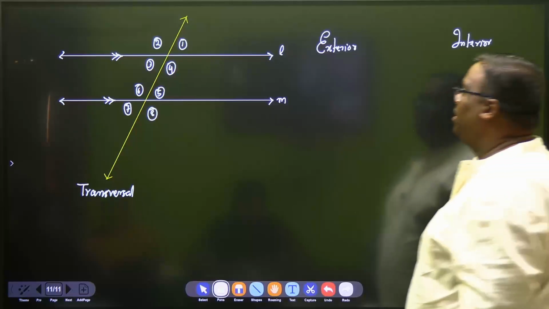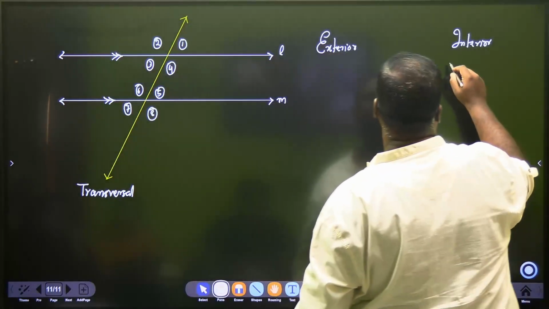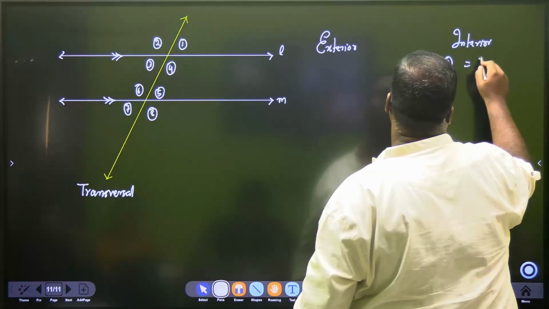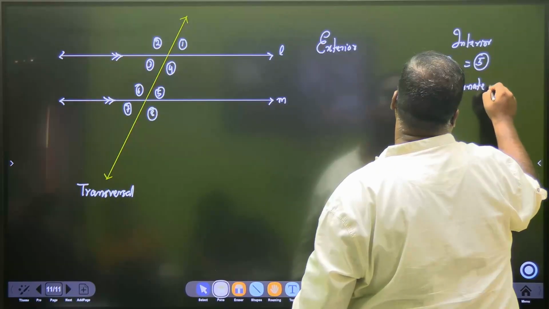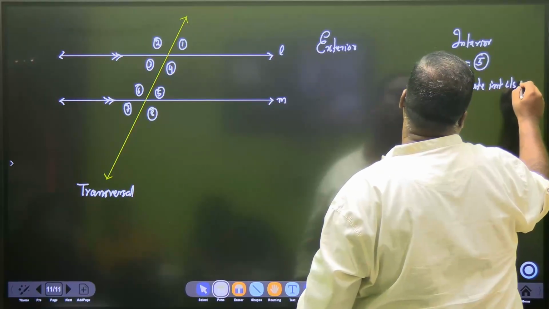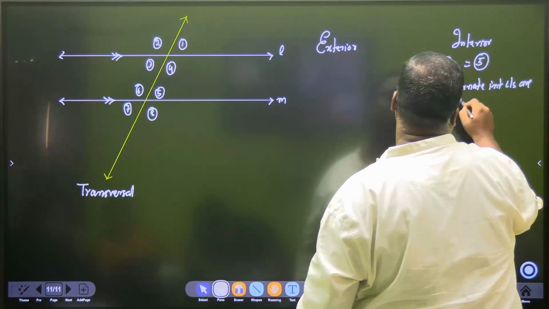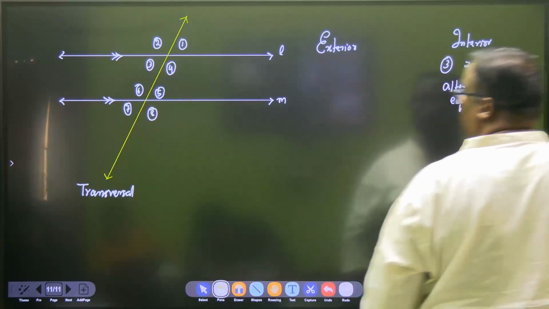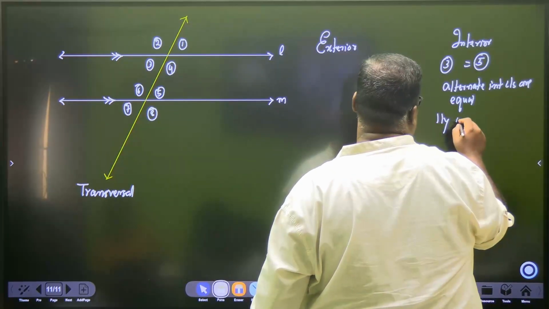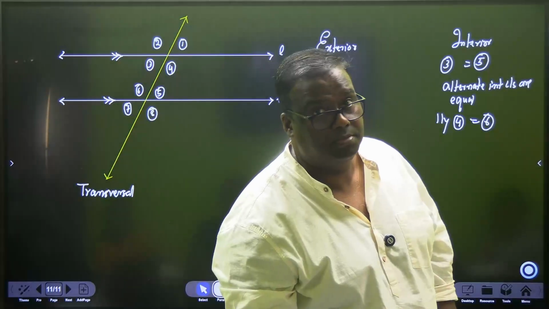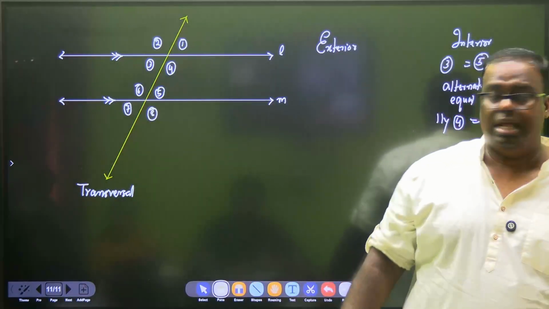Let's first go by interior. Angle 3 will always be equal to angle 5, and these are known as alternate interior angles, which are always equal. You need to remember this till grade 8 or higher mathematics, engineering, whatever you go into. Similarly, angle 4 will be equal to angle 6.